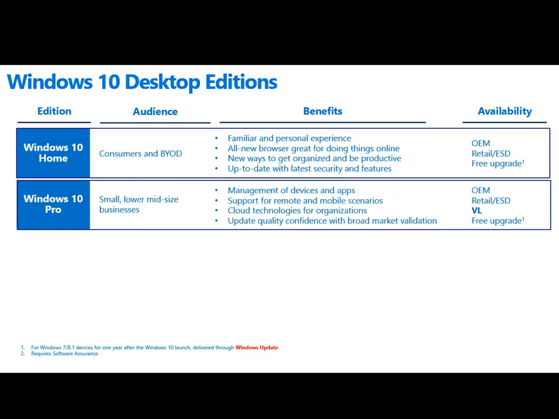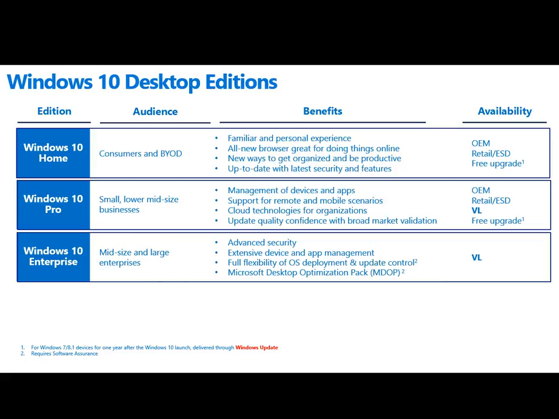Next, we have the Windows 10 Professional Edition. Windows Professional is for small and lower mid-sized businesses. And it's available through OEM, FPP, and Volume. Okay? Next, we have the Windows 10 Enterprise Edition. This is for mid-sized and large enterprises. Windows 10 Enterprise Edition is for volume licensing only.